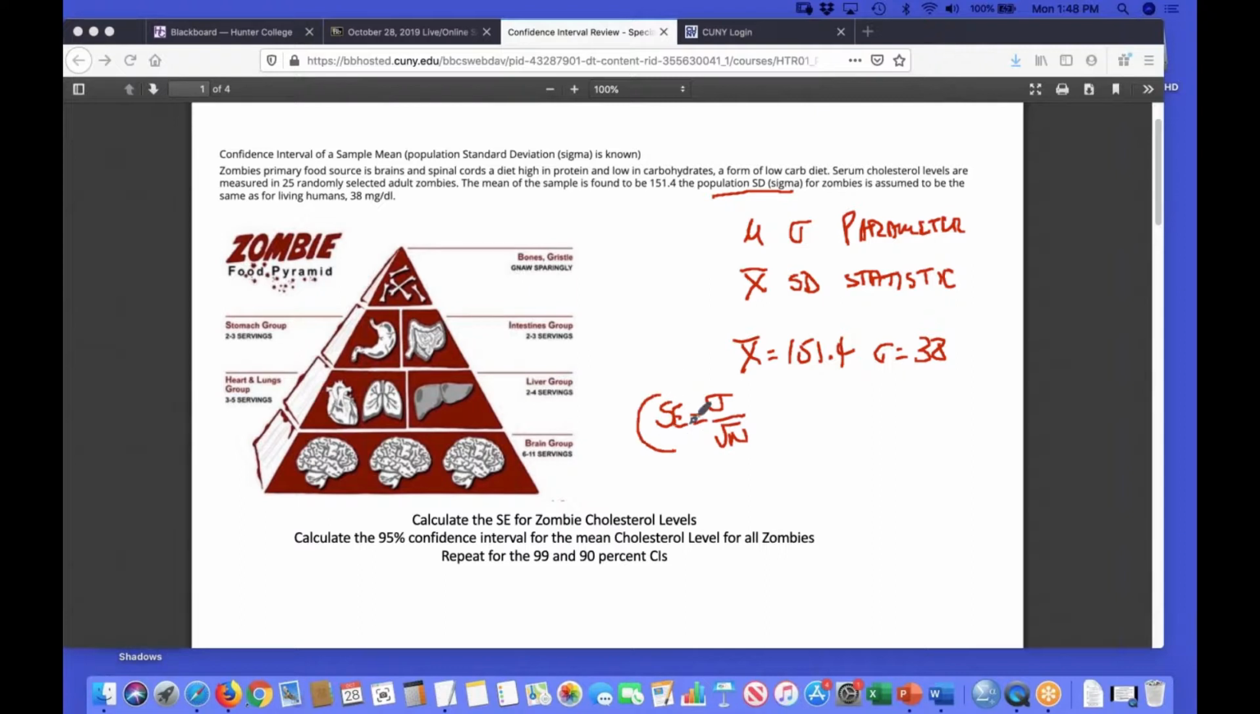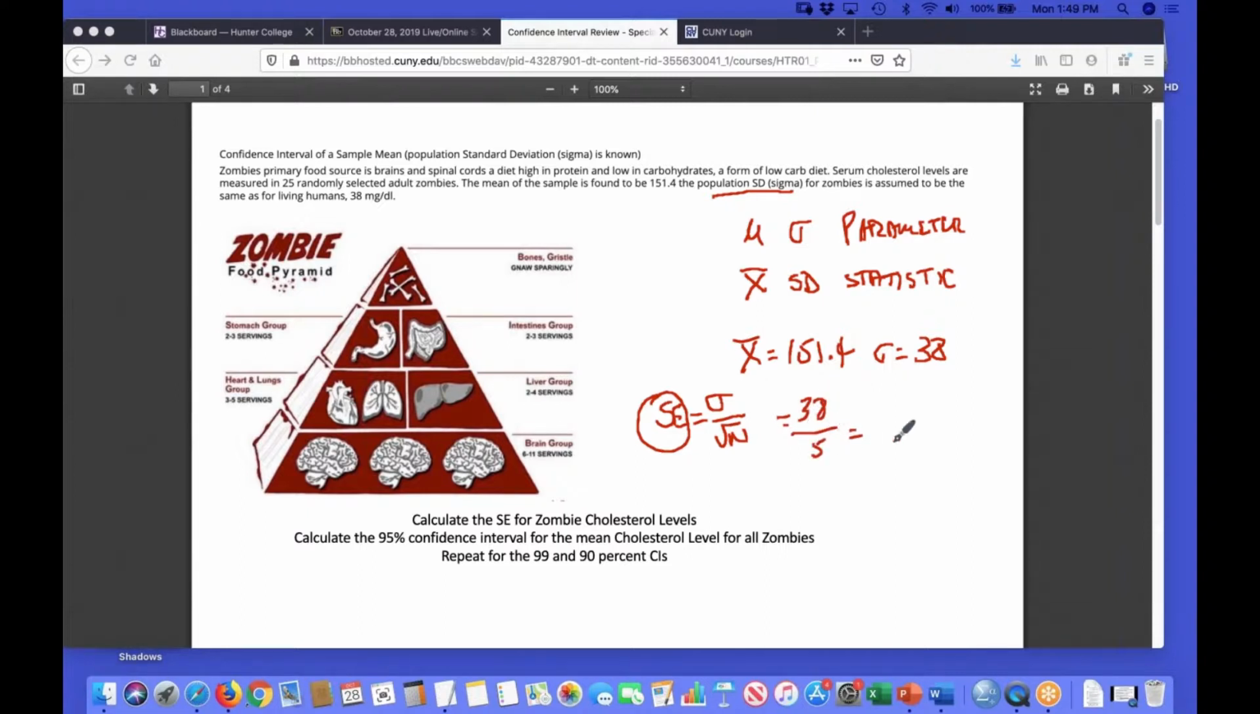Standard error is the variability of repeated samples of that sample size. In other words, if we took samples of size 25 over and over again, this is the standard deviation of the averages we got from each sample of size 25. So that's the standard deviation of the sample mean. Since we're told sigma, we can just calculate this: it's 38 divided by the square root of 25, which is 5.